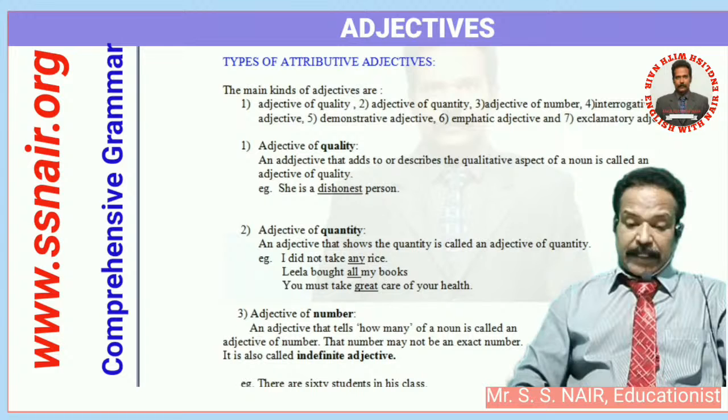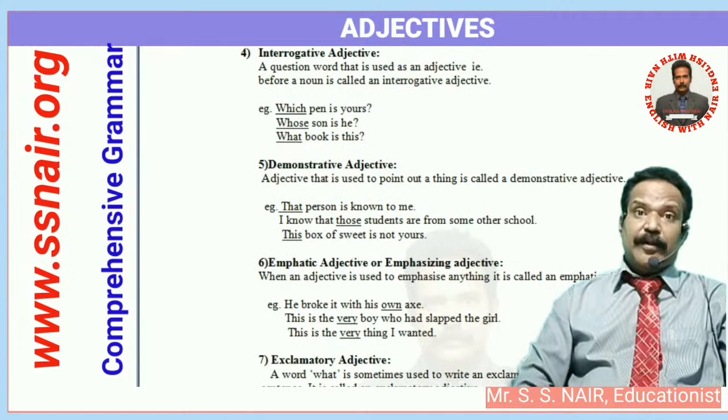Now let's see interrogative adjective. A question word that is used as adjective before a noun is called an interrogative adjective. Which pen is yours? Now you may ask that in the pronouns we also had interrogative pronouns: which, whose, what, WH questions. But if you say, what is your name? There is no noun after "what", so "what" is an interrogative pronoun. What person have you met? If I say what person have you met, I'm using "what" before a common noun, then it's called interrogative adjective, not interrogative pronoun.